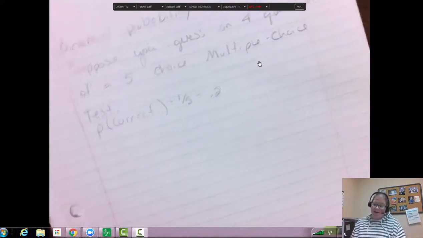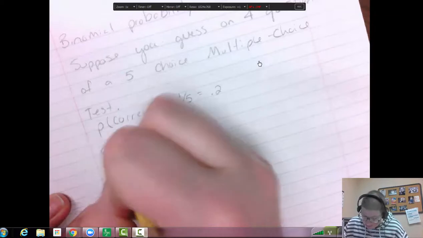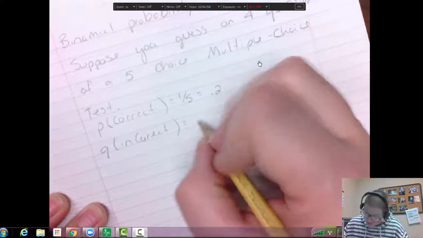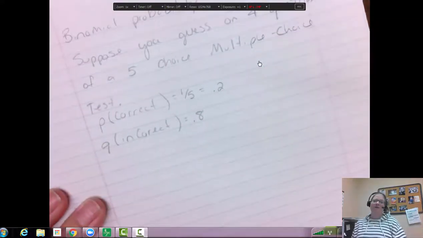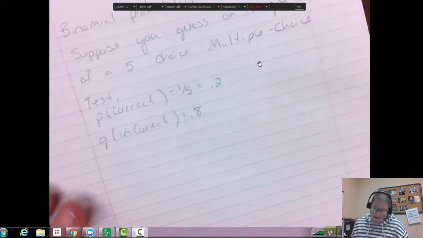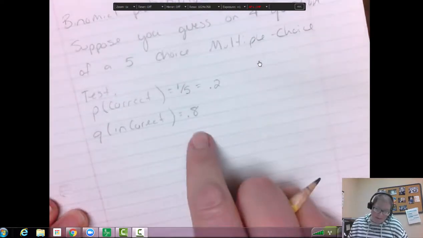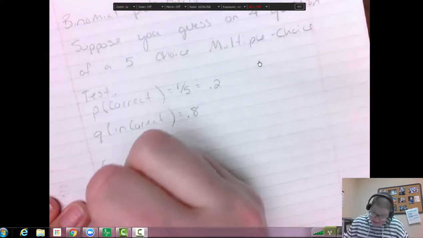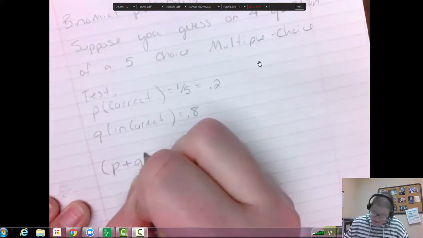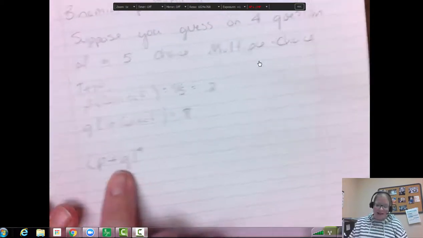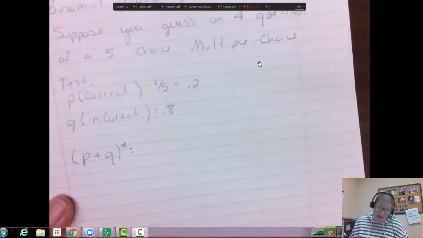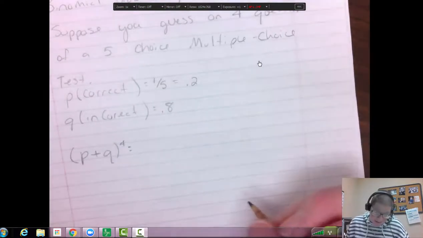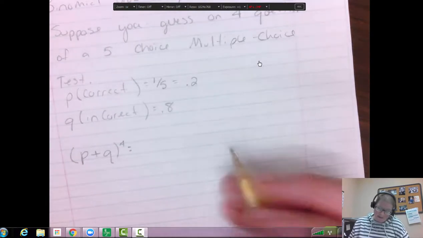What's the probability of not being correct? We call that Q. Incorrect. Way more likely to be incorrect, you're 0.8, right? Because it is 4 out of 5 choices could be incorrect. So these are our probabilities, and these are our P and our Q. And the way that we do this is we do it as P plus Q to the 4th for 4 questions. And let's do this one out. I might do it a little quicker on the calculations without showing you a lot of them because I don't want to spend the time on it.